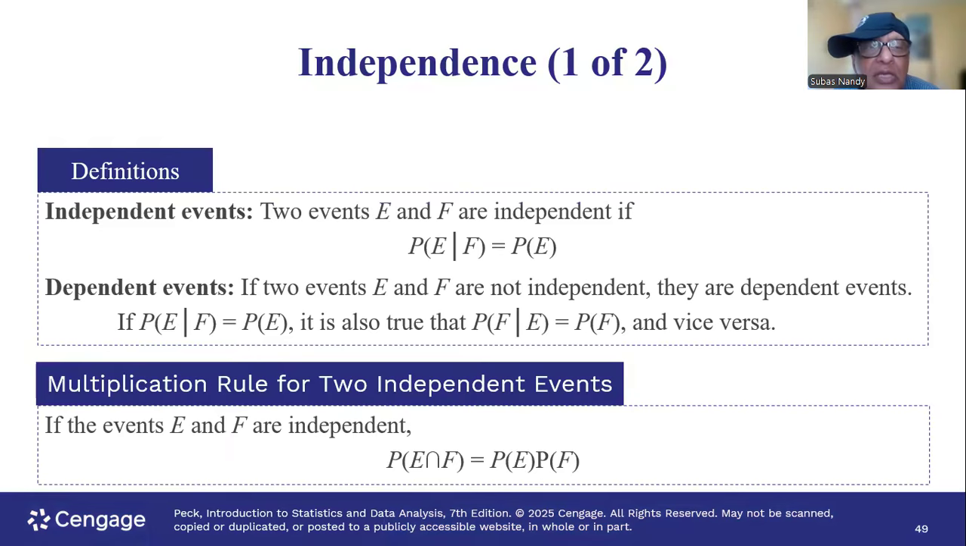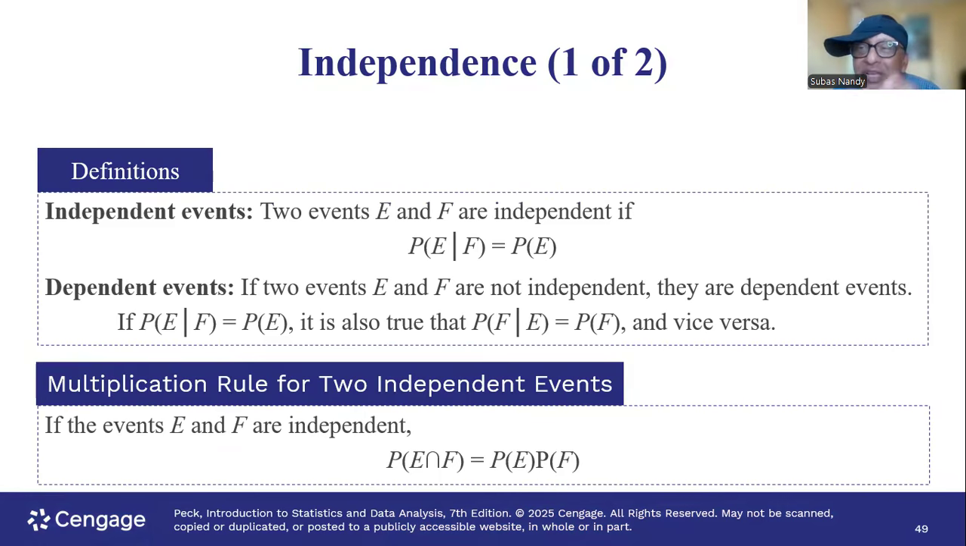Independence. Independent event definition. Two events E and F are independent if probability of E given F, the conditional probability, given event F has occurred first, is just equal to probability of E.